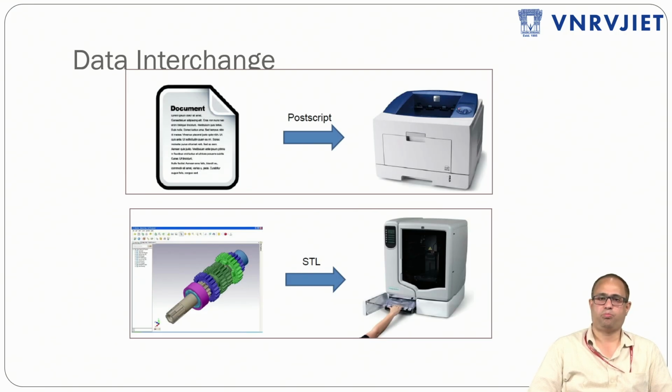In PostScript, you can't feel the X and Y axes, you can only see the alphabets. But here the Z dimension is added so that you can feel the material. So this is the difference between PostScript and the STL file given to a 3D printer.